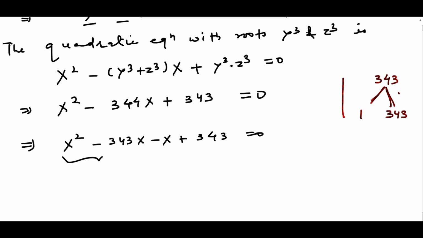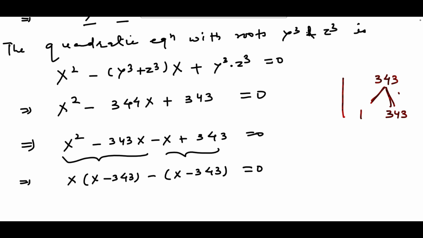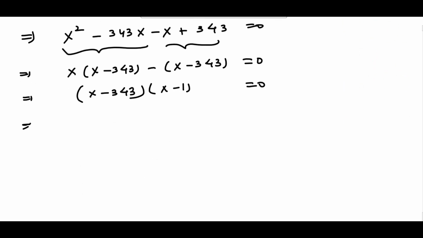So from here we can take the common. We will get X as a common, then we have X negative 343. Take the negative as a common, X negative 343 is equal to 0. So now take X negative 343 as a common, and here will be capital X negative 1 is equal to 0. So this root will be capital X is equal to 343, and here X is equal to 1.